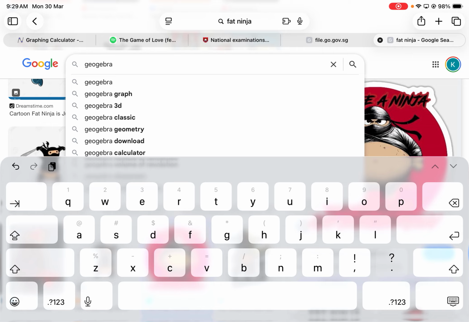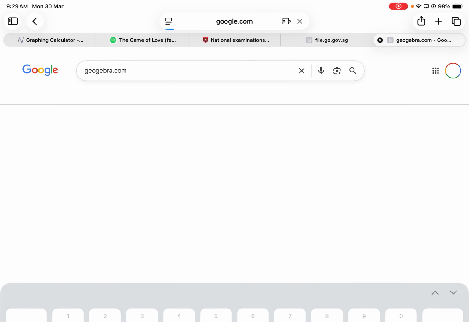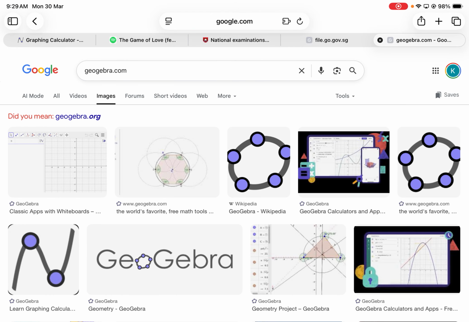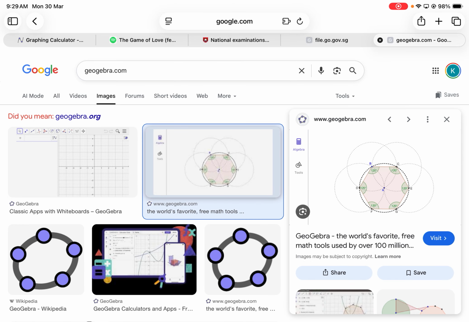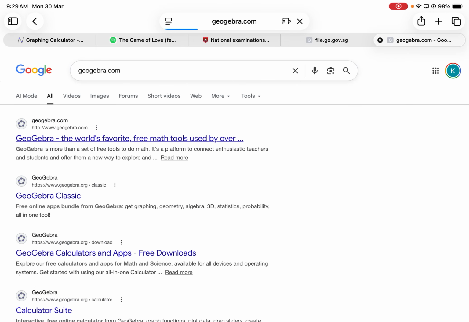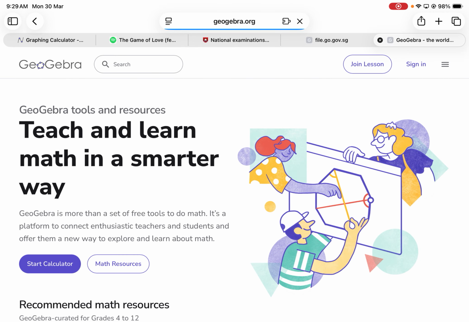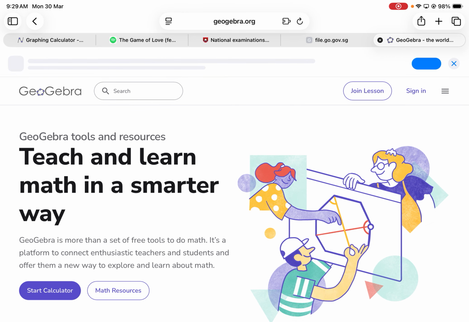Okay, take out your PLD, go to geogebra.com. You got the app? Okay, then you go to the app. Then you go to Start Calculator. If you come to this page, go to Start Calculator.